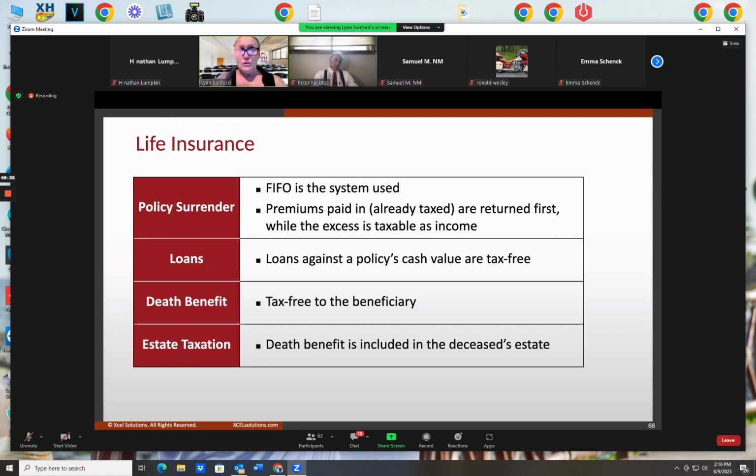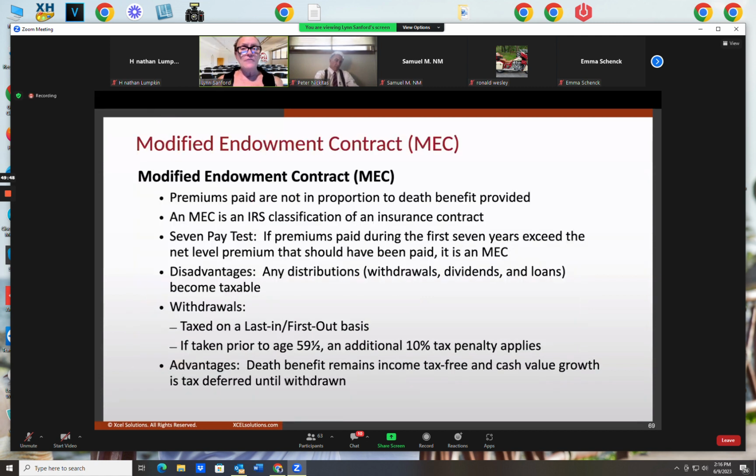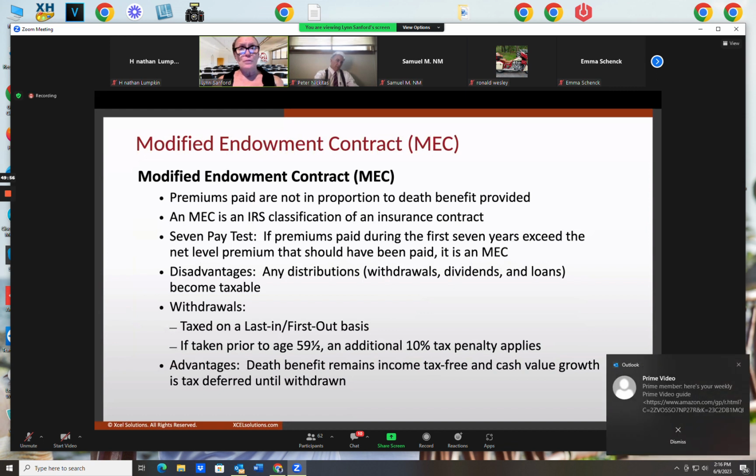When you own your own life insurance policy, the face amount of the policy increases your overall estate value. So when you die, that's part of your estate in calculating your estate taxation. Here's a modified endowment contract. Remember I said, as long as it's operating as a normal cash value life insurance policy, when you take a loan out on it, you only pay interest on the loan. You don't pay tax on the money you're borrowing out.